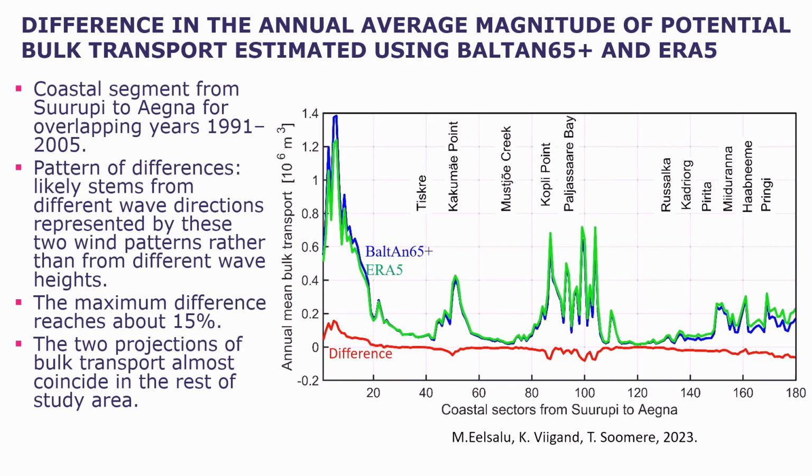The variance between the two distinct wave datasets, ERA5 and Baltic 65, applied to the identical grid and model configuration is limited to a maximum difference of only about 15% for the entire study area. And these two projections of bulk transport almost coincide over most of the study area. I think this suggests good consistency in these wind data that drive the predominant wave system that drives the majority of the annual sediment transport.